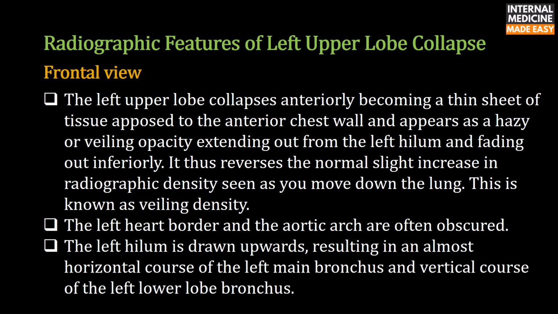Now, radiographic features of left upper lobe collapse. In the frontal view, the left upper lobe collapses anteriorly, becoming a thin sheet of tissue opposed to the anterior chest wall and appears as a hazy or veiling opacity extending out from the left hilum and fading out inferiorly. It thus reverses the normal slight increase in radiographic density seen as you move down the lung. This is known as veiling density.